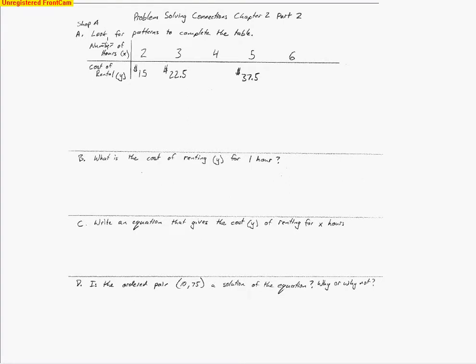And so as we do this, we've got X values up top, which are the number of hours, and cost of rental down on the y-axis. And so what we want to do is fill in 4 and 6. For 4 hours, how much would it charge? And for 6 hours, how much would it charge?